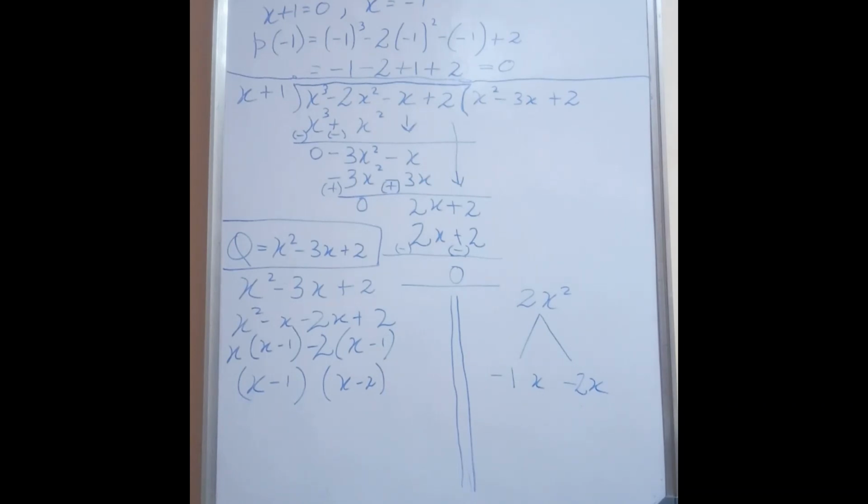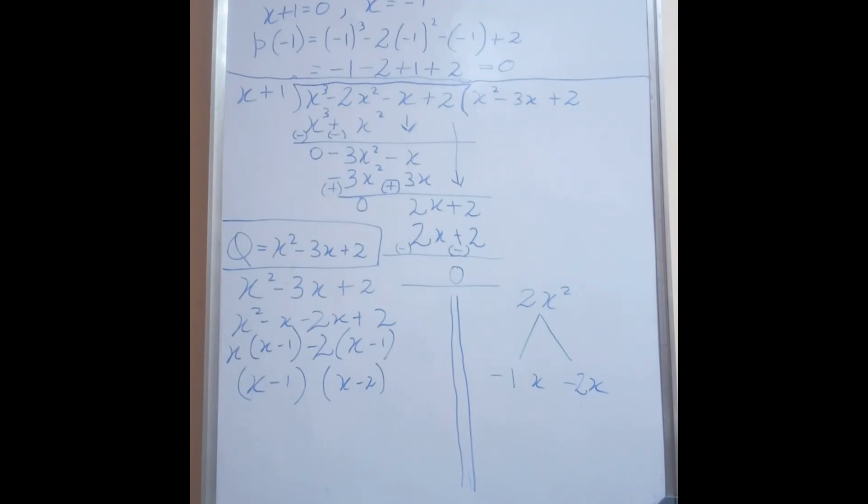Now let us multiply the first term and the last term, and we get 2x square. Now let us find the factors of 2x square which give us the middle term when added. So here we got minus 1x and minus 2x. Now let us change the value of minus 3x by the factors of 2x square. So here we got x square minus x minus 2x plus 2.